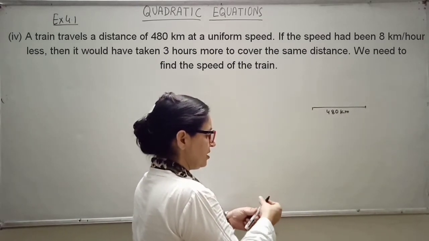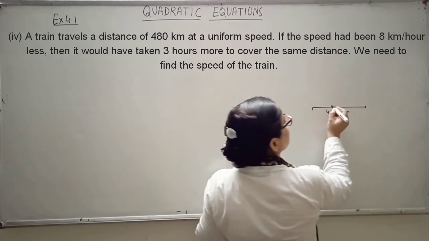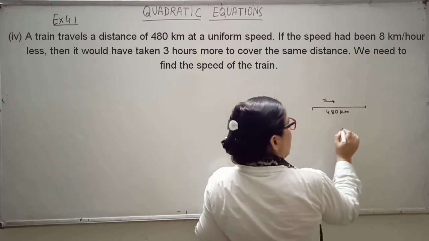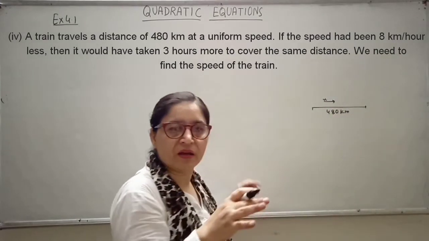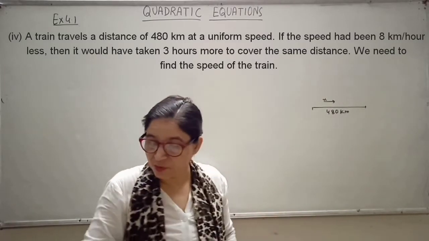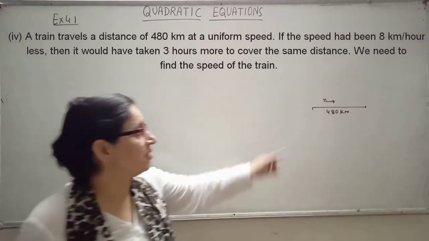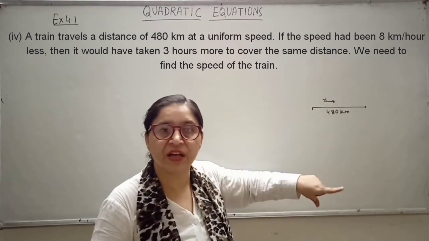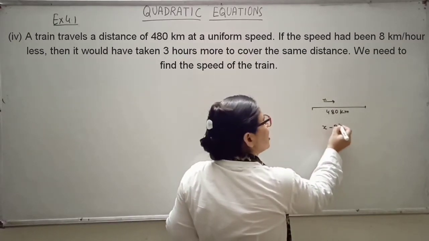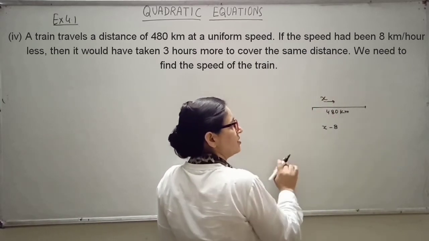And if this distance is covered by a uniform speed, suppose the speed is x kilometer per hour, then some time is taken by the train to cover this distance. But if its speed becomes 8 kilometer per hour lesser than this, that is, the new speed is 8 kilometer per hour less, so x minus 8 instead of x kilometer per hour.